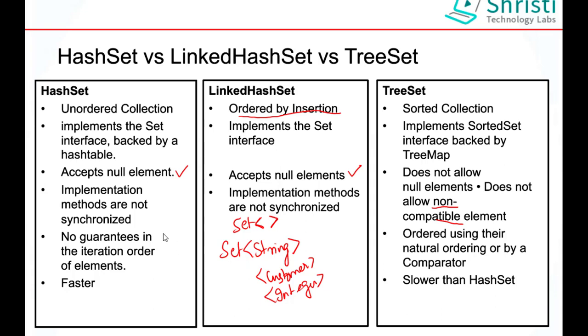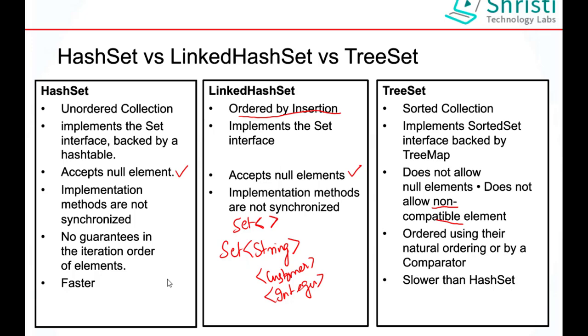Okay, the next point. In case of hash set, the methods are not synchronized. That is, it is not a thread safe collection. In case of linked hash set also, the methods are not synchronized. Same is the case with tree set.